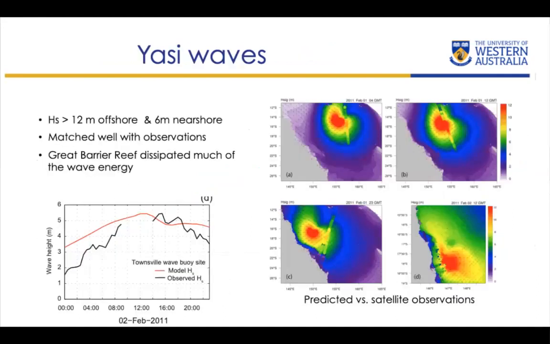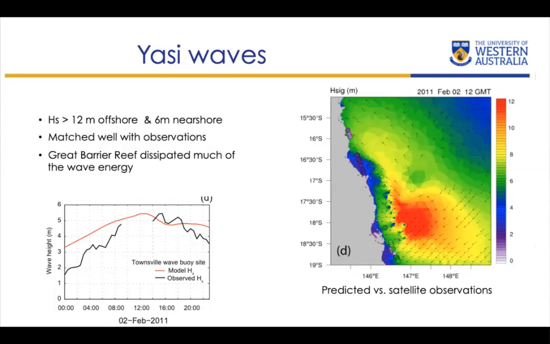The waves we calculated were close to observation, so in the limited comparisons we had with satellites and the wave buoy offshore, the dots represent the satellite and the spatial field is the simulated waves. Doing a pretty good job, greater than 12 meters offshore, 6 meters near shore. The Great Barrier Reef really dissipated much of the wave energy, but they were still relatively large. So the dots inside the reef there show it still more than 6 meters. Townsville a little bit further to the south, out of the domain there, but 5-meter waves and matching pretty close in amplitude to our models from the observations.